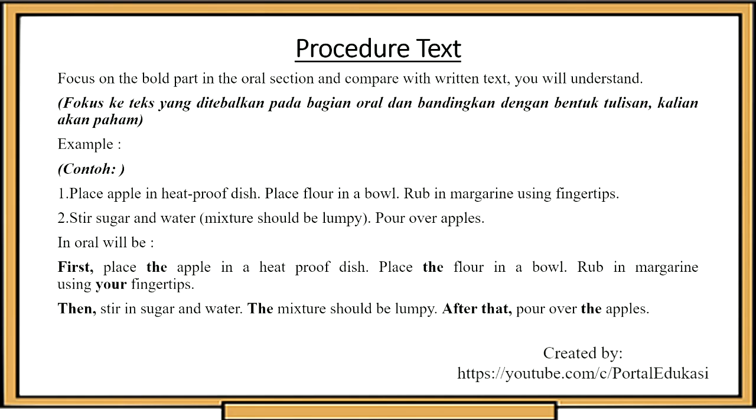So, in oral it will be: first, place the apple in a heat-proof dish. Place the flour in a bowl. Rub in margarine using your fingertips. Then, stir in sugar and water. The mixture should be lumpy. After that, pour over the apples.